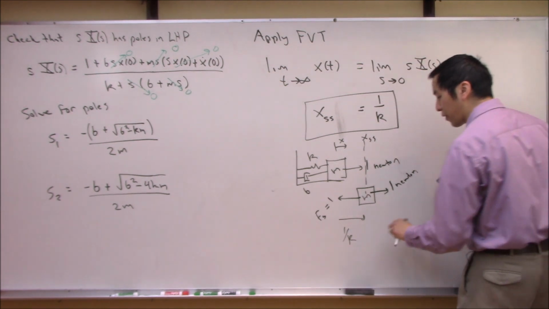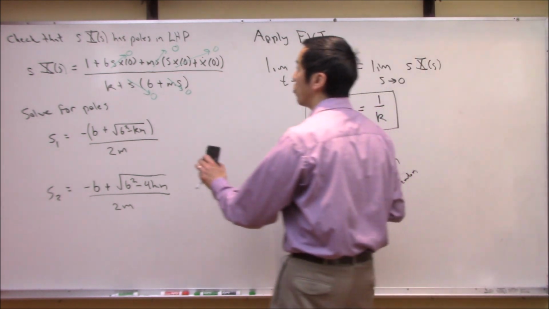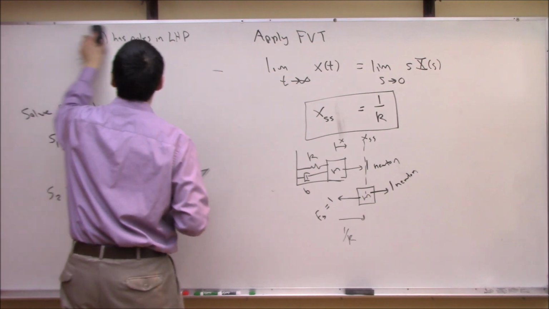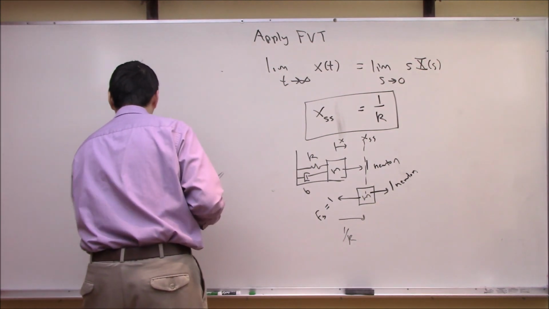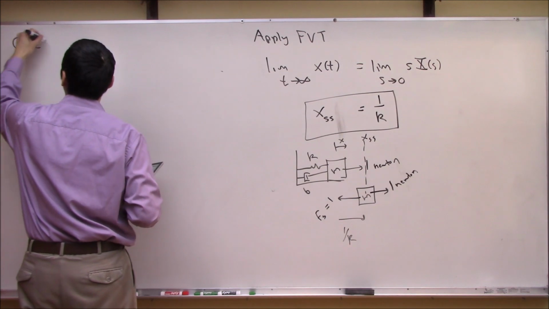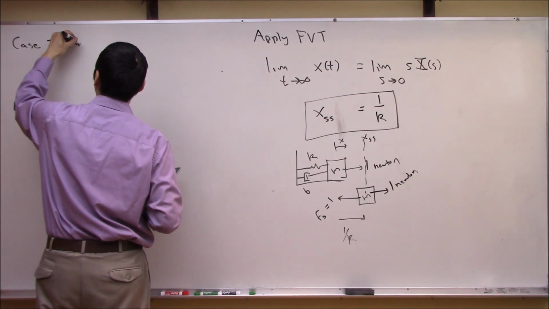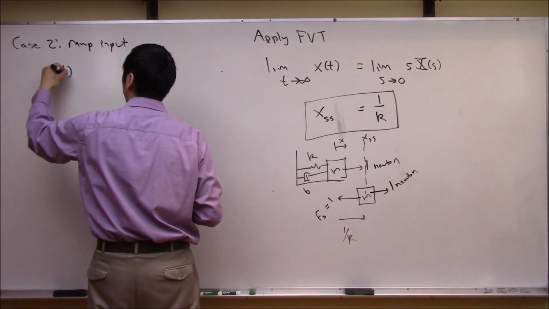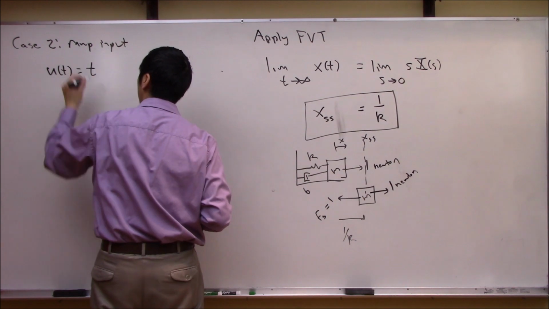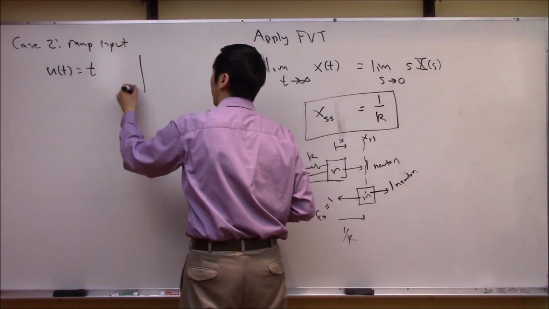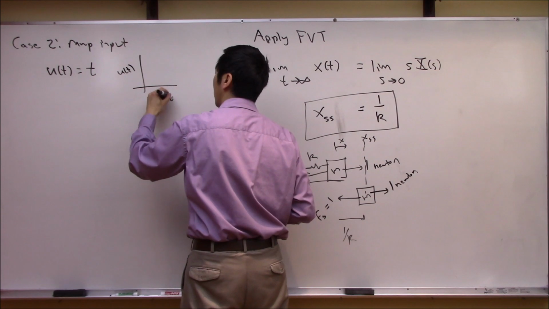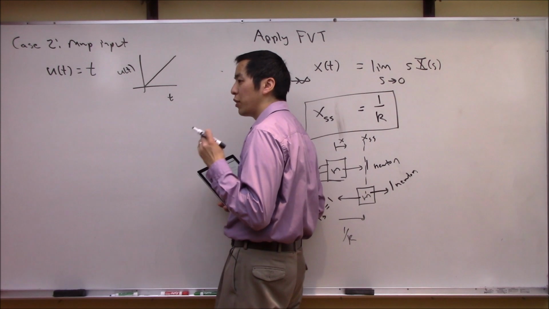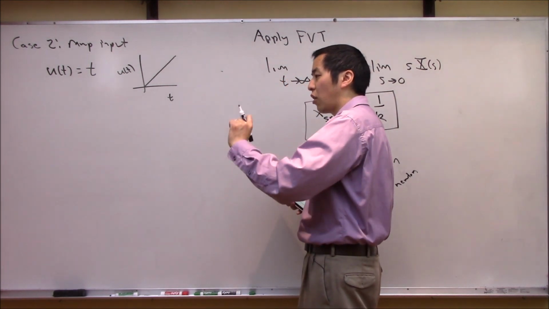Let's do the same thing now for that case 2 we were talking about. I guess we have to erase some of this. Case 2 was going to be a ramp input. In this case, the input force is not a constant 1, but let's just make it linear in time, t. So the force applied to the block starts at 0 and increases at a linear rate.